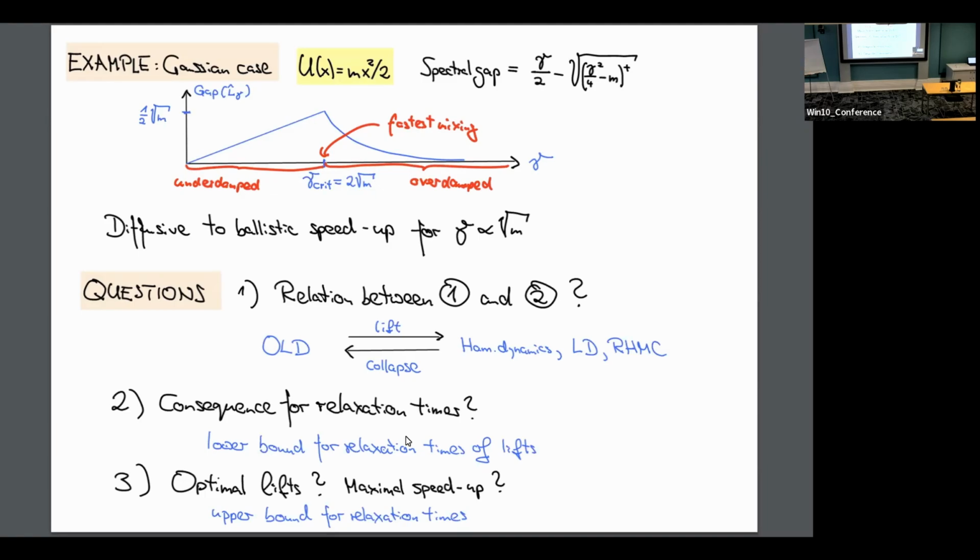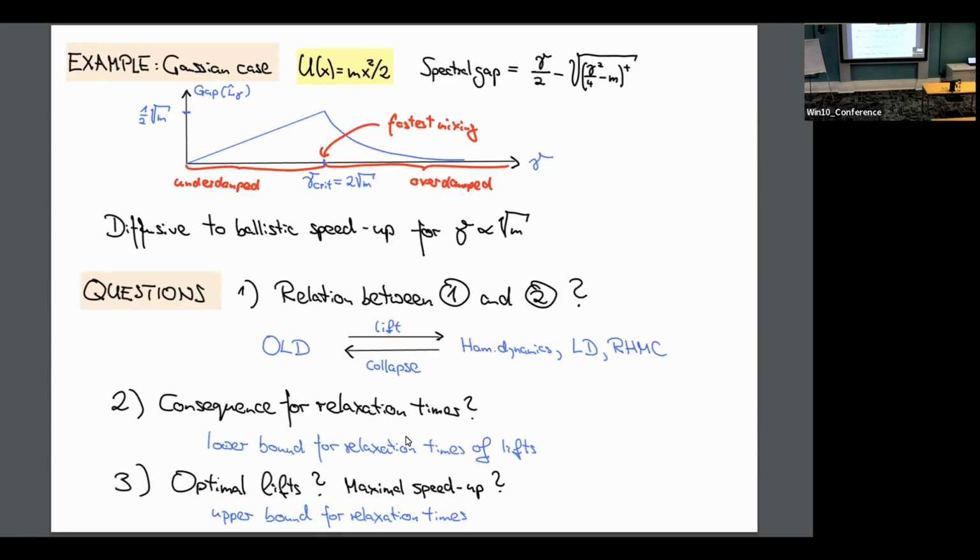Well, we can learn something about the relaxation times from it. So what we actually can do is, one can very easily give a lower bound for the relaxation time of any lift. So that means there's a limit. You cannot improve more than in a certain way by doing a lift. And the maximum you can improve will actually be that you can gain a square root. So for Markov chains, there has been such a result. Now you can also get such a result for diffusions.